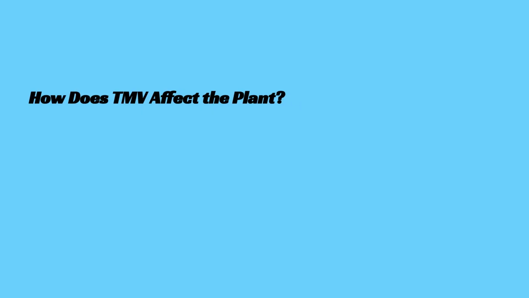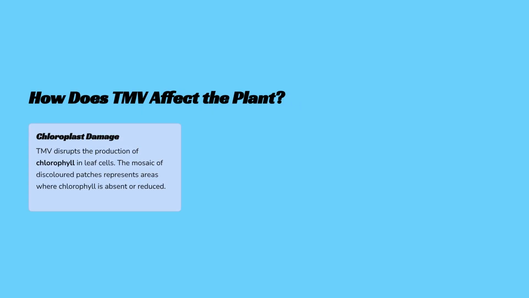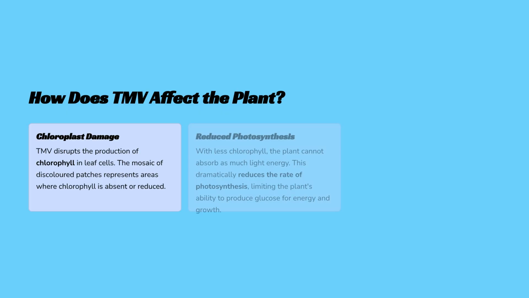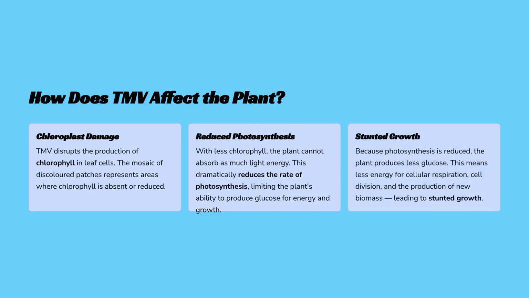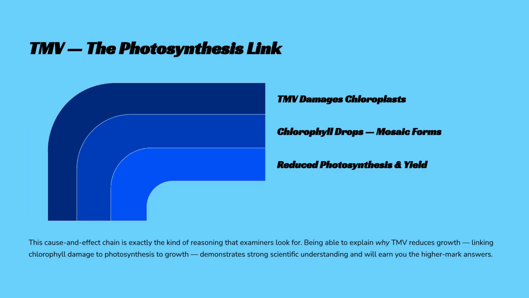How does TMV impact a plant? It damages chloroplasts, which reduces the plant's ability to photosynthesize. With less chlorophyll, the plant produces less glucose, which leads to stunted growth and reduced crop yields. Understanding the link to photosynthesis is key for higher marks. Remember the chain. TMV damages chloroplasts, causing a drop in chlorophyll, which leads to the mosaic pattern. This reduces photosynthesis, leaving the plant with less energy for growth.